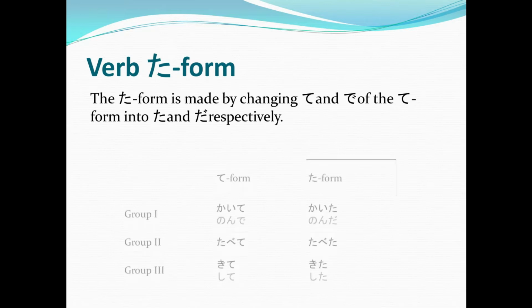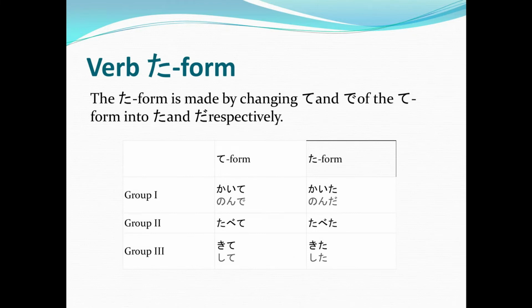So take a look at the example. As I've said, changing te and de of the te form into ta and da respectively is how you change your verb into ta form. In group 1, for example, if the te form is kaite, to write, the ta form is kaita, changing the te into ta. Then for nomimasu, the te form is nonde, then the ta form will be nonda. Wakarimashita? Now let's move to group 2.